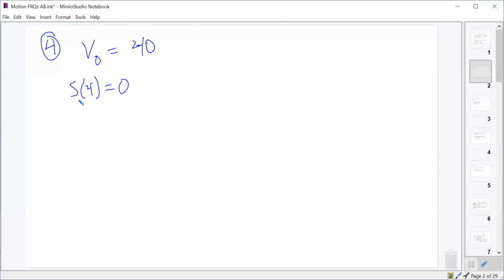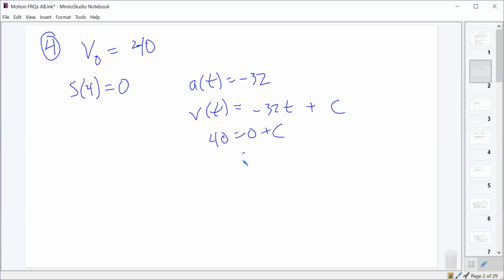And so if the acceleration is negative 32, the velocity ought to be negative 32t plus some constant. Well, that constant is always the initial velocity, because when t equals 0, this goes away. So 40 equals 0 plus c, and our constant is 40. So we end up with v of t equals negative 32t plus 40 for our velocity function.